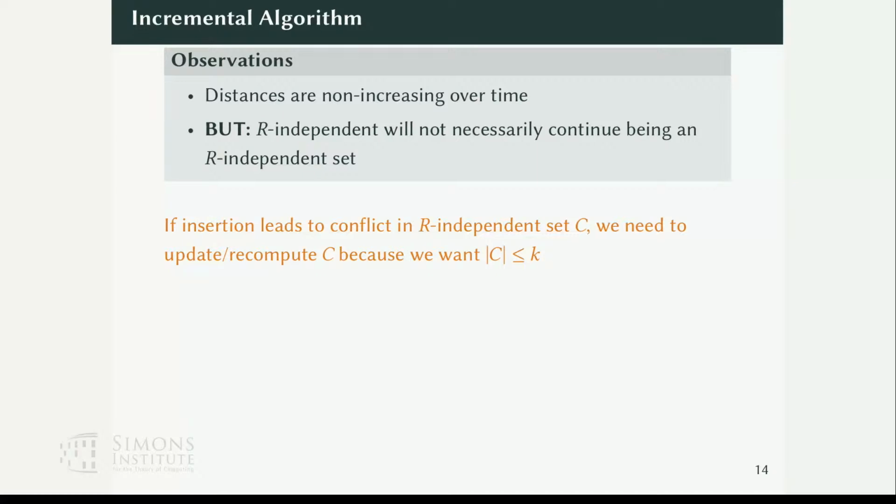And then that means we need to update or recompute our set C, our R-independent set, because we want the number of centers to be at most k. If you don't do this, then we might have things that are overlapping and the whole correctness proof doesn't go through anymore. So we need to do something.